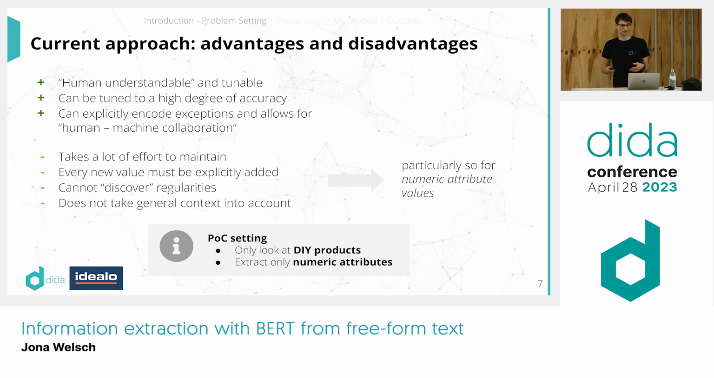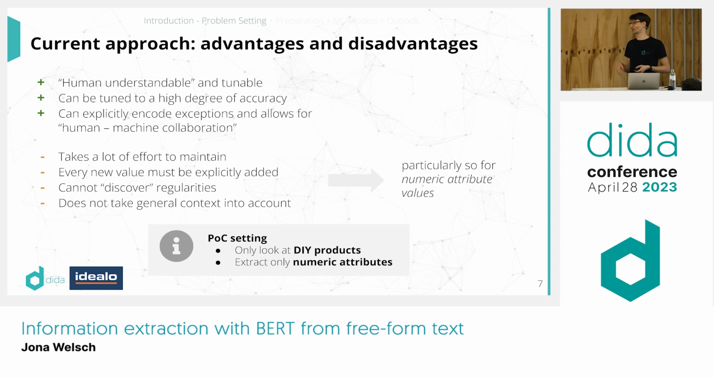The downside, well, pretty obvious. It takes a lot of effort to maintain this. I think, if I'm not mistaken, roughly 100 people at idealo are employed for doing just maintenance of this database. I need to add every new value explicitly. If this value hasn't been in the database before, I cannot find it. And I cannot use any regularities I get in my text. So for example, for the width or dimension example, I cannot discover that whenever there's width and then a value, this is probably the width. And more generally, I cannot take context into account.